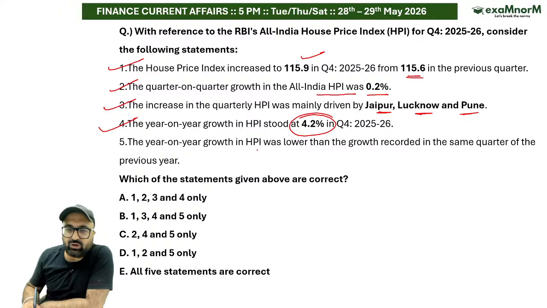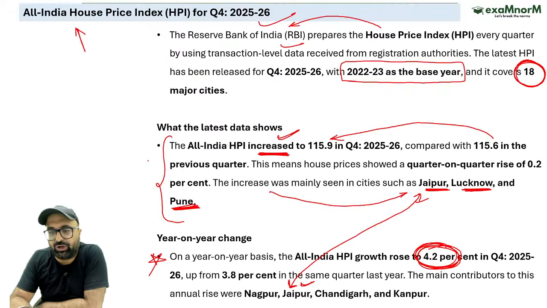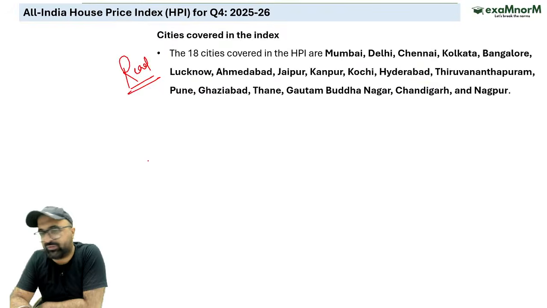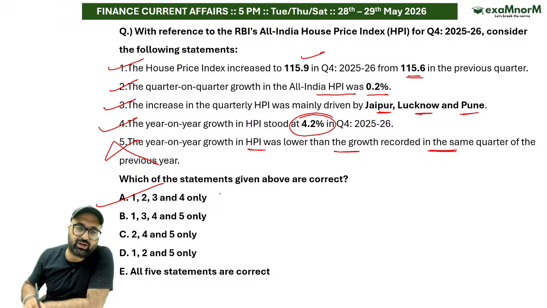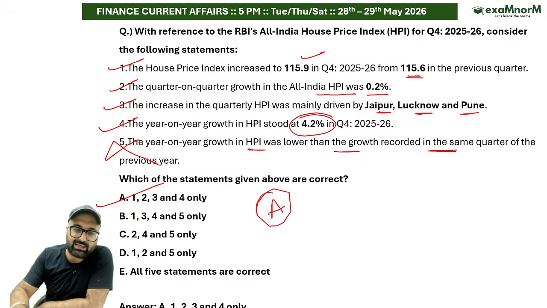The year on year growth HPI was lower than the growth recorded in the same quarter. No sir, it was high. इस बार 4.2 है, उससे पहले 3.8 था, so the fifth statement is wrong. Answer to this particular question would be option A, that is correct.